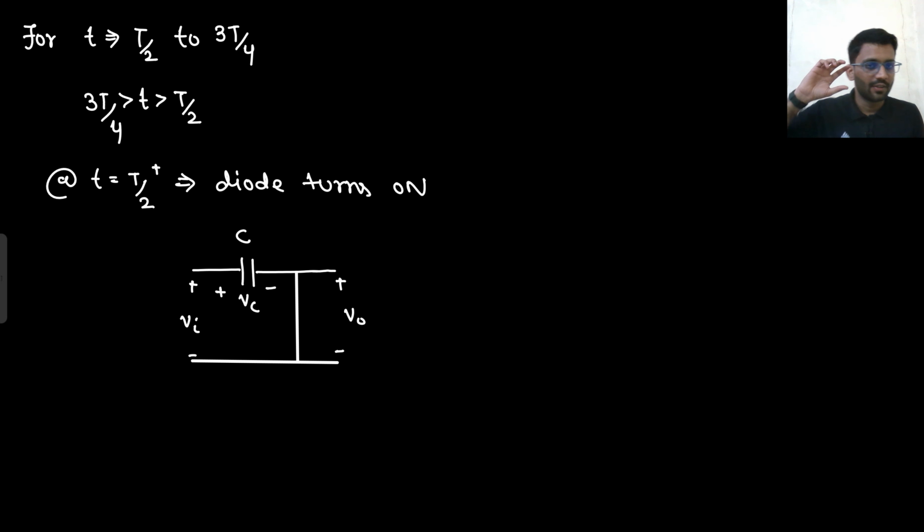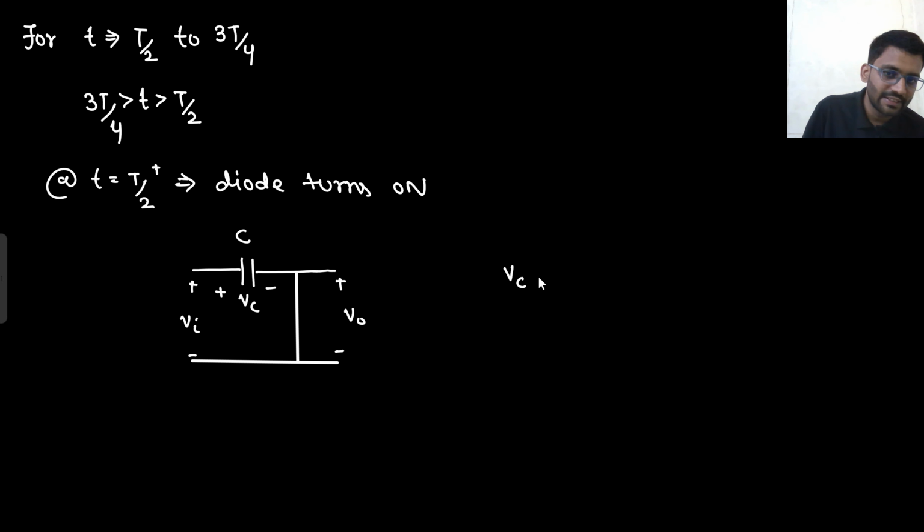So tell me, when the diode turns on, what is happening? The capacitor is getting charged, right? Why is the capacitor getting charged? Because the complete input is exposed to the capacitor. That's why the capacitor is getting charged to the input voltage.